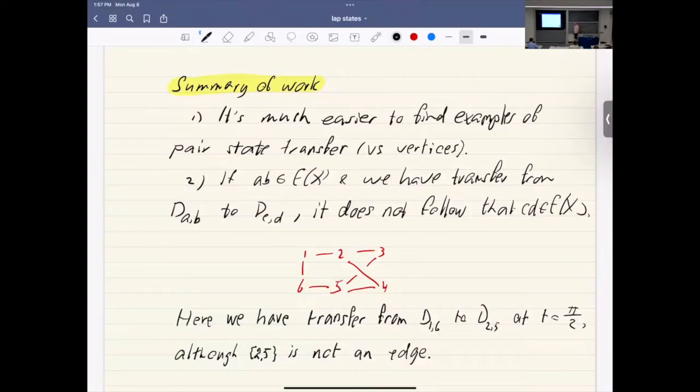The other thing was related to the remark I made about the titles. On this graph here we can take the pair 1, 6 and pair 2, 5. That gives me two pair states. On that graph, you do get transfer at time pi over 2 from the first pair state to the second pair state. Something a little weird is happening. When you think about it, there was nothing that ever said that it had to be edges. At some point it occurred to us to ask this question, and Tina produced this example quite quickly. So there it is. So that's fine. So what's happening?